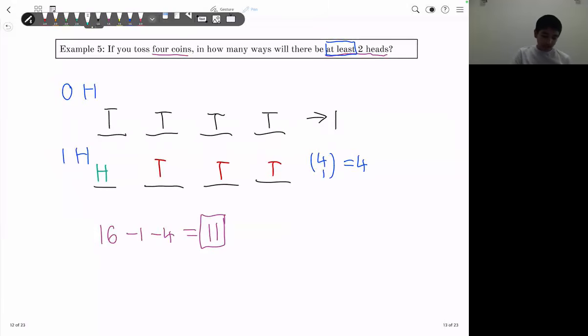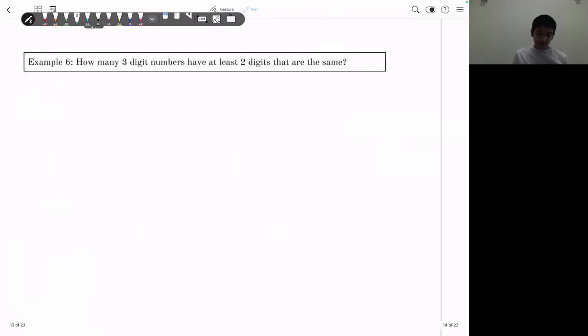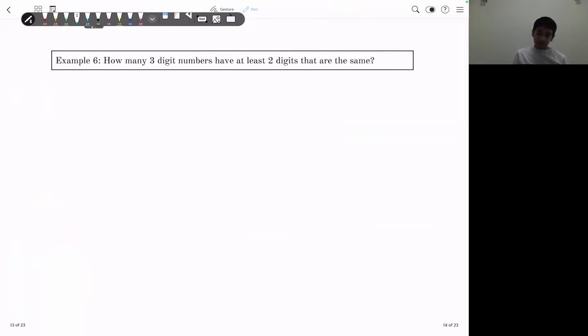Okay, so I think now we're ready to move on to this next problem here, which is again another complementary counting problem. How many 3-digit numbers have at least 2 digits that are the same? So I'm going to give a minute to let you try and solve this problem on your own. So as a hint, use complementary counting.